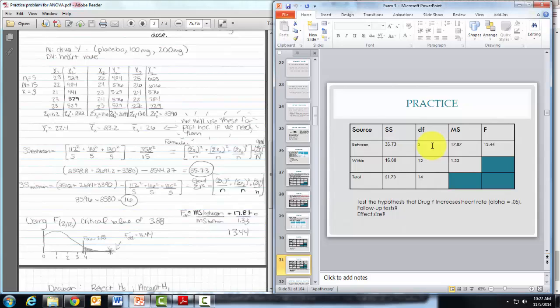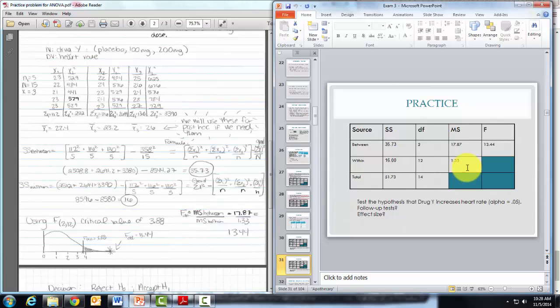And so if you take 35.73 divided by 2, you should get a mean squares between of 17.87. We can take our sums of squares within divided by degrees of freedom within in order to get our mean squares within. So that's going to be 16 divided by 12, which should equal 1.33 for our mean squares within.